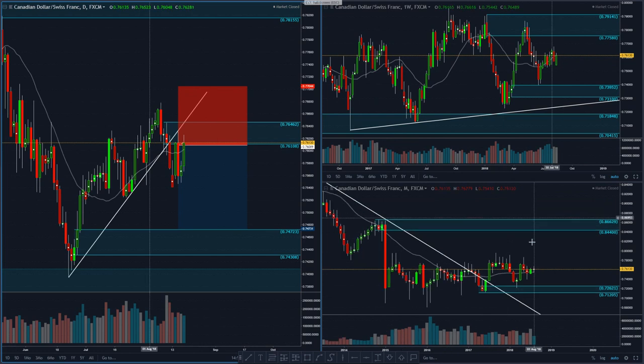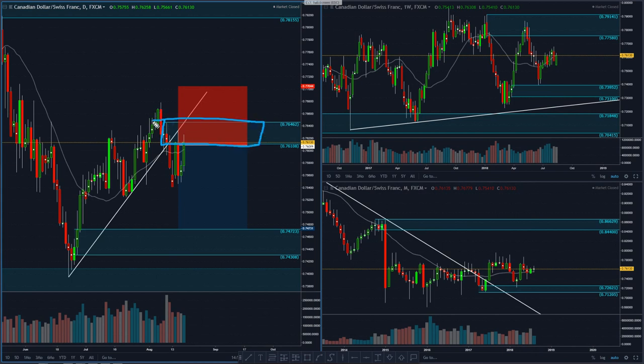This is the Canadian dollar Swiss franc, and what do we have here? So we have a monthly downtrend line broken, in consolidation. Demand zone now taking the control, price is moving higher. On the weekly, we are in the uptrend, and we are retesting this daily supply zone.